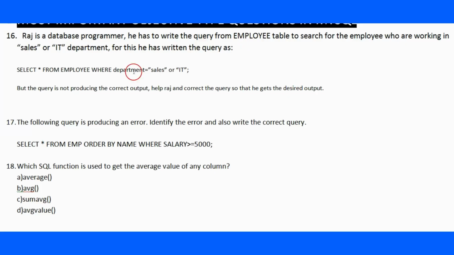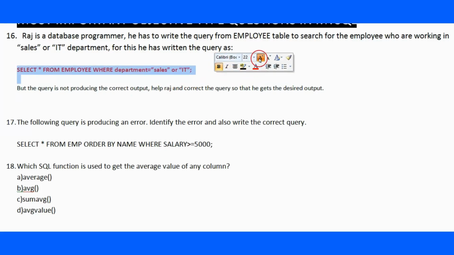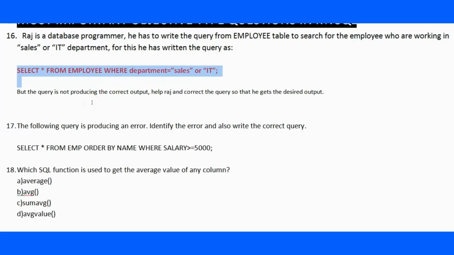16th question. Raj is a database programmer. He has to write a query on the employee table to search for the employees who are working in the sales or IT department. For this, he has written the query: select star from employee where department is equal to sales or IT. But the query is not producing the correct output. Help Raj to correct the query so as to get the desired output.